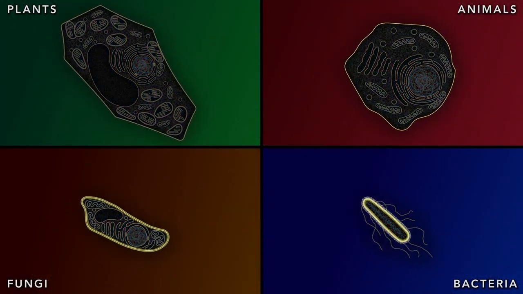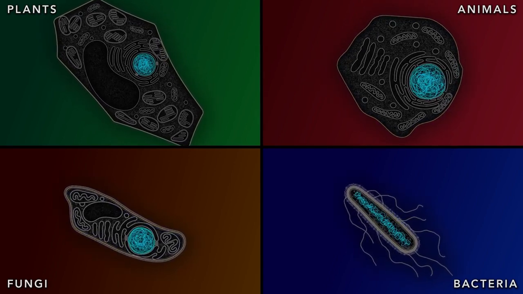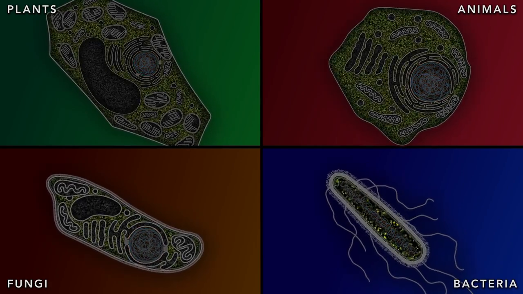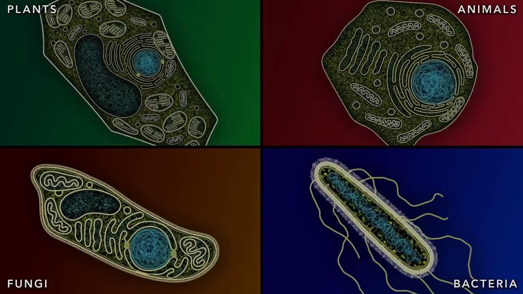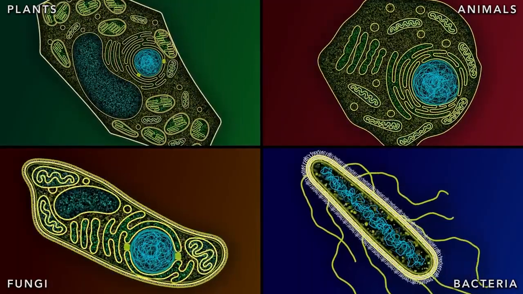A barrier between itself and the outside world. Genetic information and a way to express that information. Metabolism for obtaining energy and for taking in or making molecular building blocks. And the ability to reproduce, including a way to distribute genetic information.